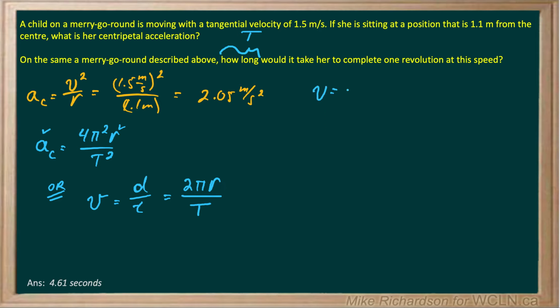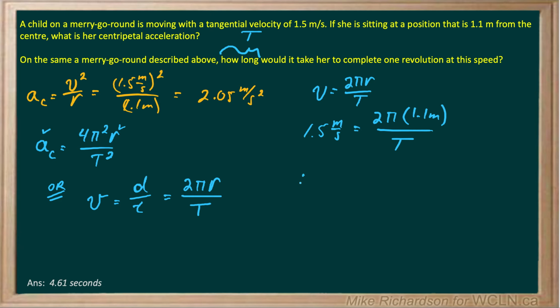So velocity is 2 pi r over t. Remember, that's just d over t. My velocity was 1.5 meters per second equals 2 times pi times 1.1 meters. And the period of motion is what we're looking for.